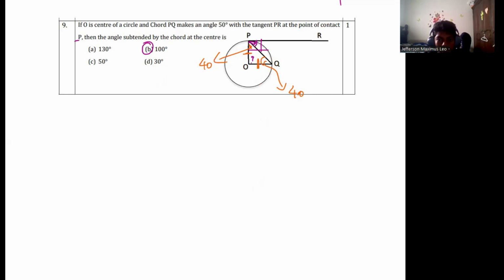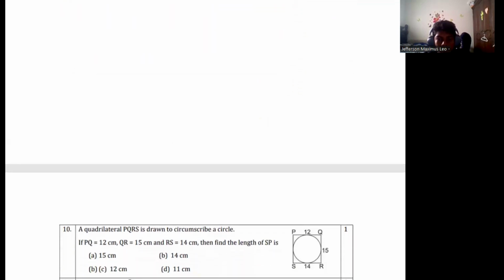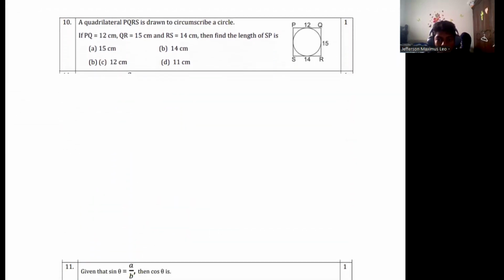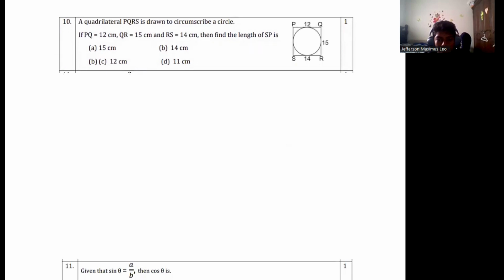Shall we move to the next one now? Yes, ma'am. Okay, 10th question. A quadrilateral PQRS is drawn to circumscribe a circle. If PQ is equal to 12 centimeters, QR is equal to 15 centimeters, RS is equal to 14 centimeters, then find the length of SP.